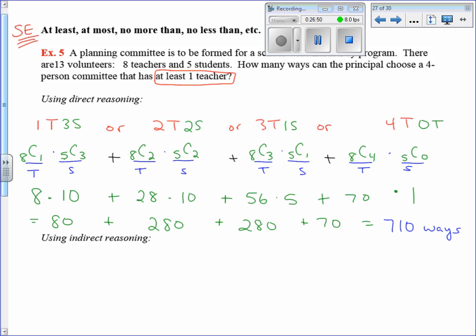So that was a lot of work. And with these, at least at most questions, if you choose the portion of the question that has less in it, you can do a little bit less work. So this way we did direct reasoning.